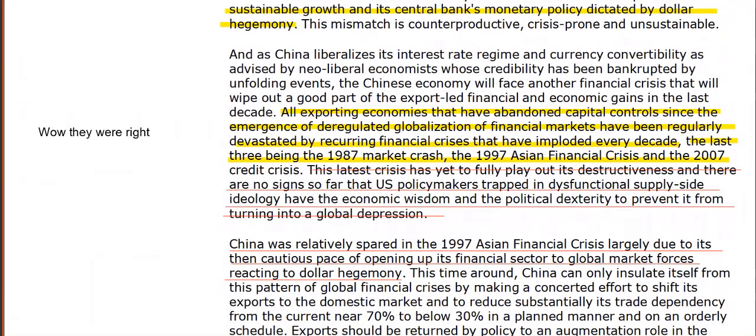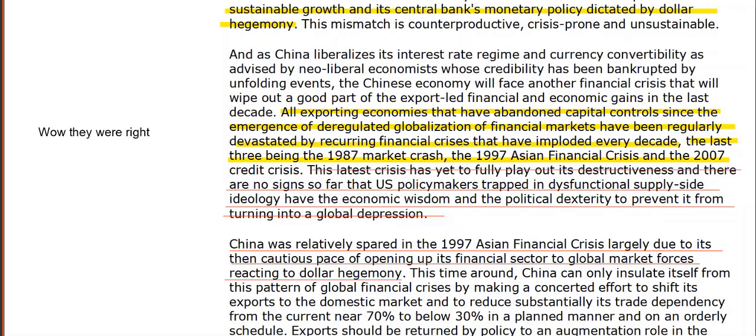And as China liberalizes its interest rate regime and currency convertibility, as advised by neoliberal economists whose credibility has been bankrupted by the unfolding events, that's funny, the Chinese economy will face another financial crisis that will wipe out a good part of the export-led financial and economic gains in the last decade, which is why they've shifted, which is why Belt and Road exists.